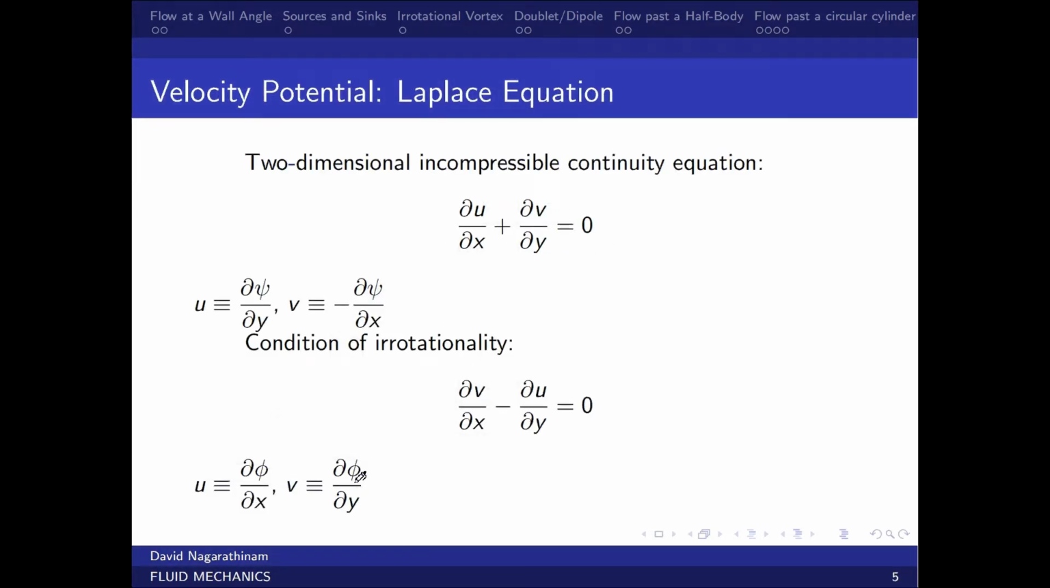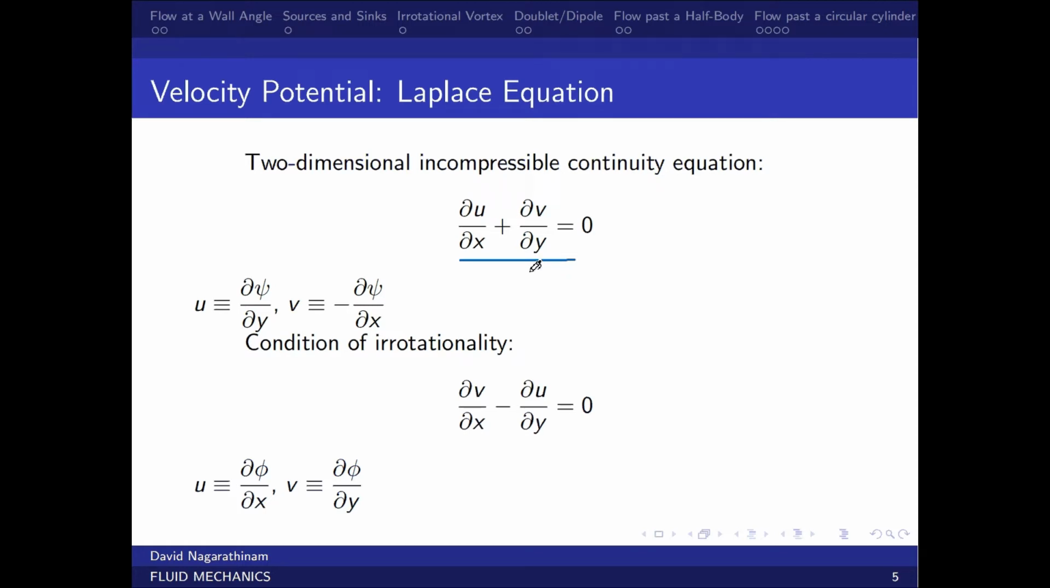Now, such a two-dimensional incompressible potential flow is represented by a continuity equation which says that the divergence of the velocity vector has to be 0. For the case of a two-dimensional flow, we have this particular functional form of the continuity equation as shown here. It says that the divergence of the velocity vector is equal to 0, that is ∂u/∂x plus ∂v/∂y is equal to 0.